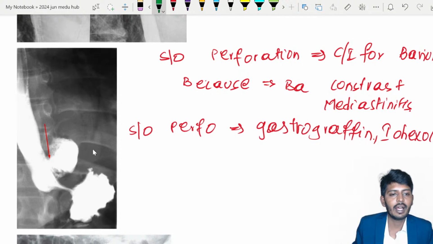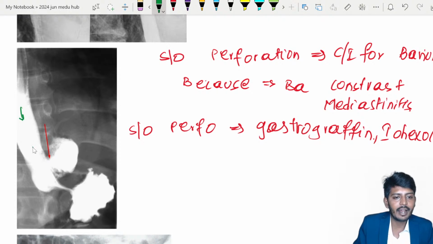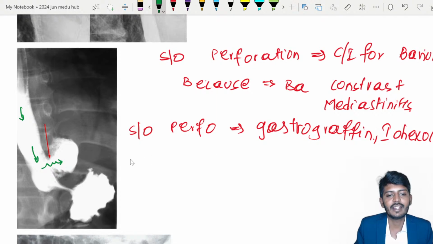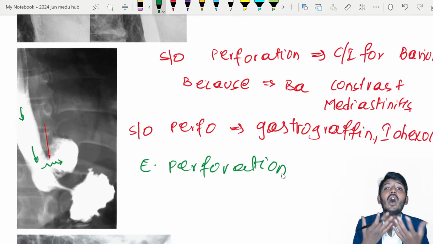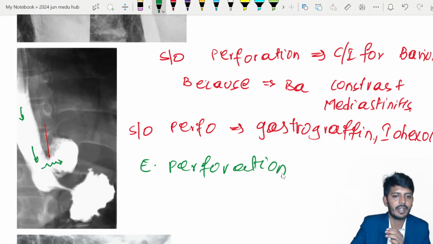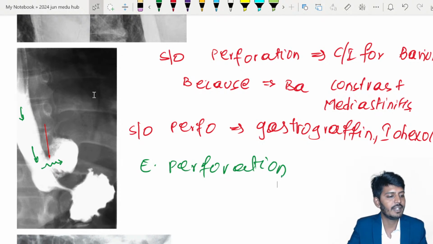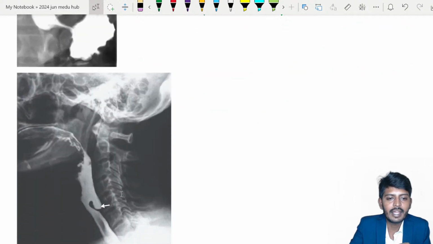Now if you notice here, contrast has been given, and somewhere it is leaking. Contrast is leaking. That is telling me that is esophageal perforation, because contrast is leaking out of the esophagus. Okay, so this is the story of your, what is that? Contrast is leaking, that is esophageal perforation. Let's go to the next image.